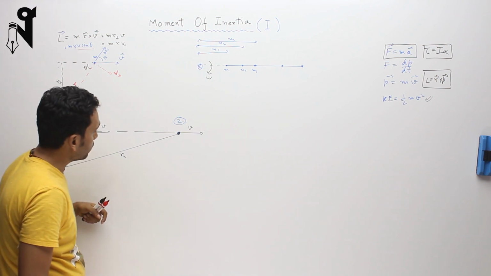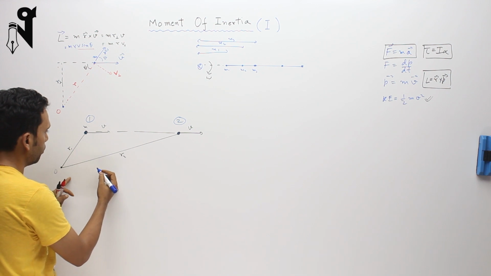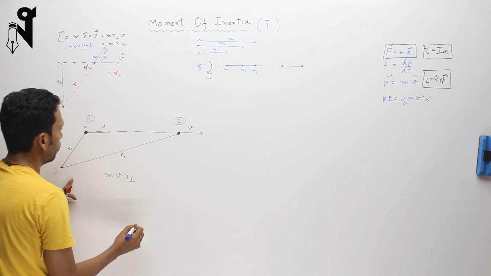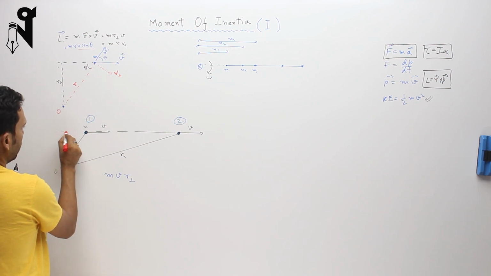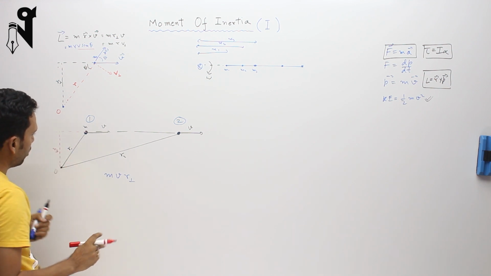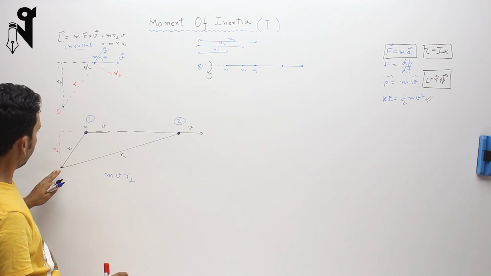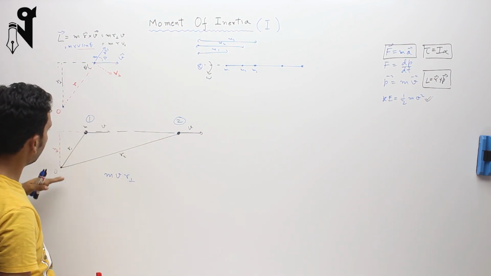So I hope you got the answer. The answer is, in both the cases the angular momentum will be the same, because angular momentum will be m v r perpendicular, and r perpendicular for both the cases is this. So get a hold of r perpendicular. That is going to help you a lot. It is the perpendicular distance of the line of motion from the point of rotation.